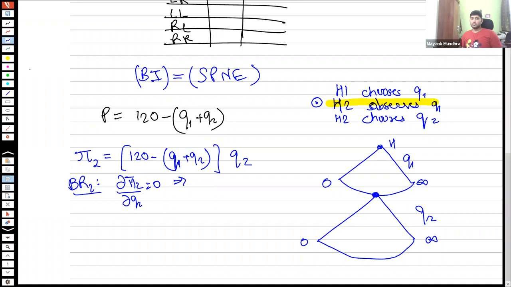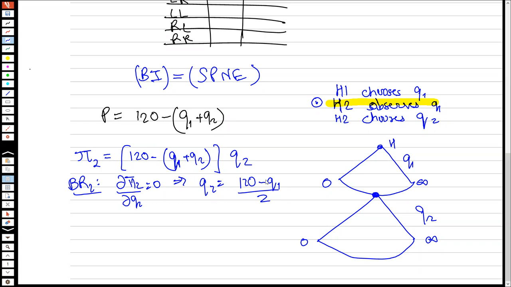Come on, is anybody solving this? Okay, Akshi, what do you have? Q1 plus 120 upon 2. So Q2 equals 120 plus Q1 by 2. Is this correct? Others? Just a second. Sorry, sir, it will be 120 minus Q1 upon 2. Okay, I said correct.